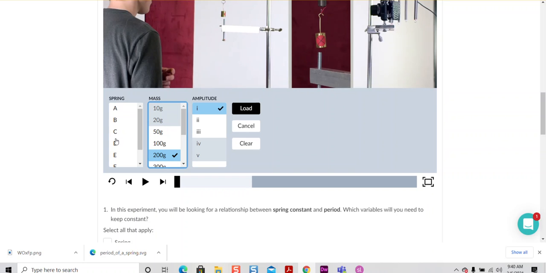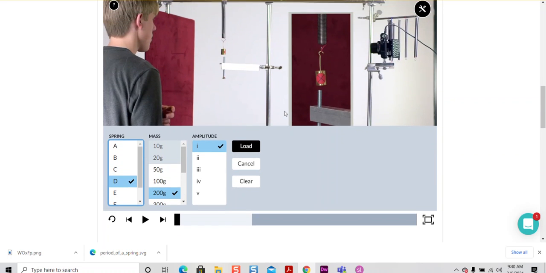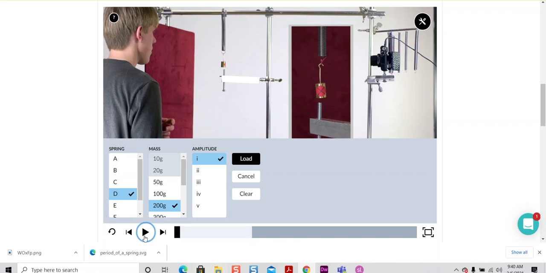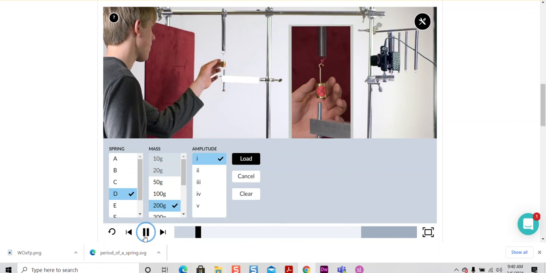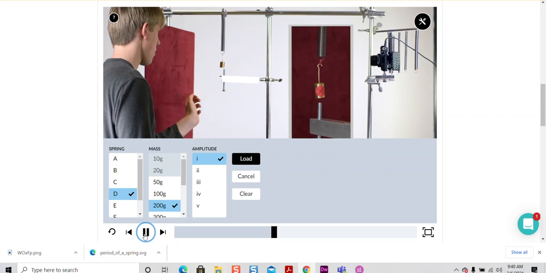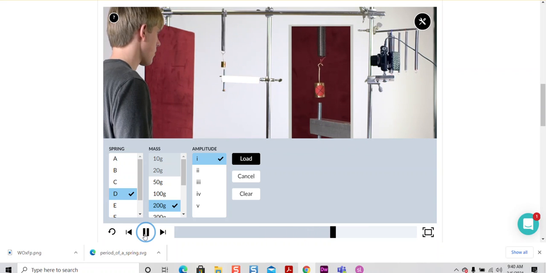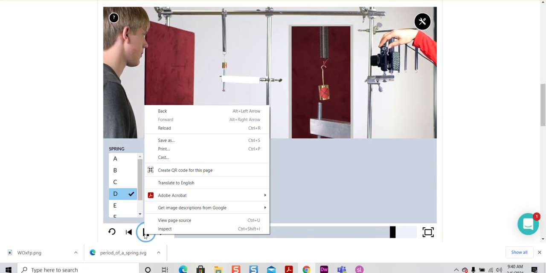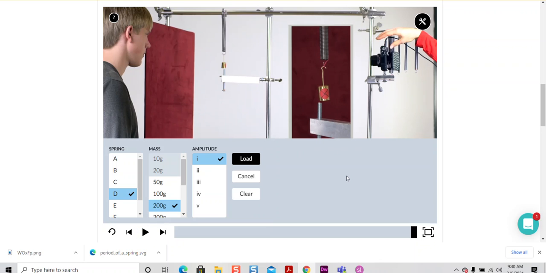And let's say that I'm going to start with spring D. So if I do that and I press play, they're going to pull down on the mass, and then it's going to start oscillating. So you see it's oscillating pretty quickly. It's going to be really hard to measure one complete oscillation.